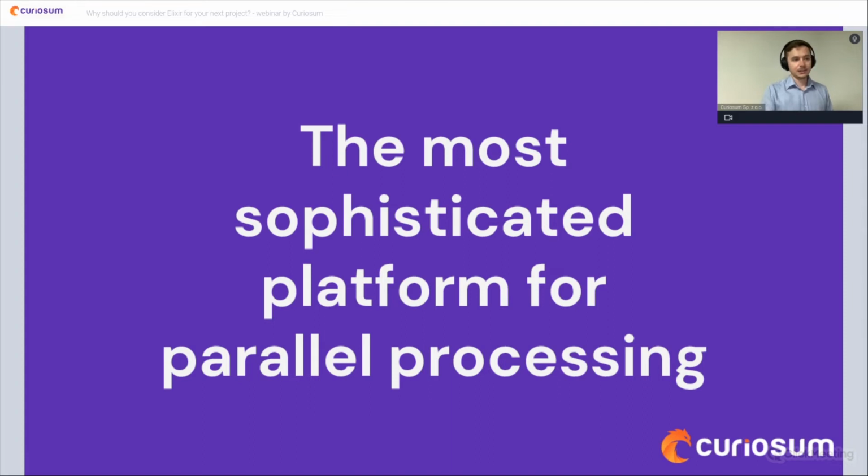So as I said, from my perspective, and I could hear this a lot of times, this is the most sophisticated platform for parallel processing. What Erlang had years ago cannot still be found in many modern programming languages when it comes to parallelism. So if you're running a program that is parallel, I would say this is the best choice so far.